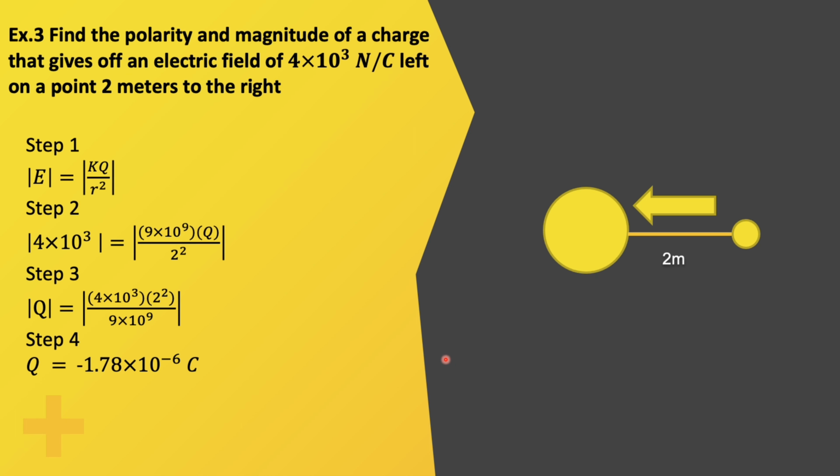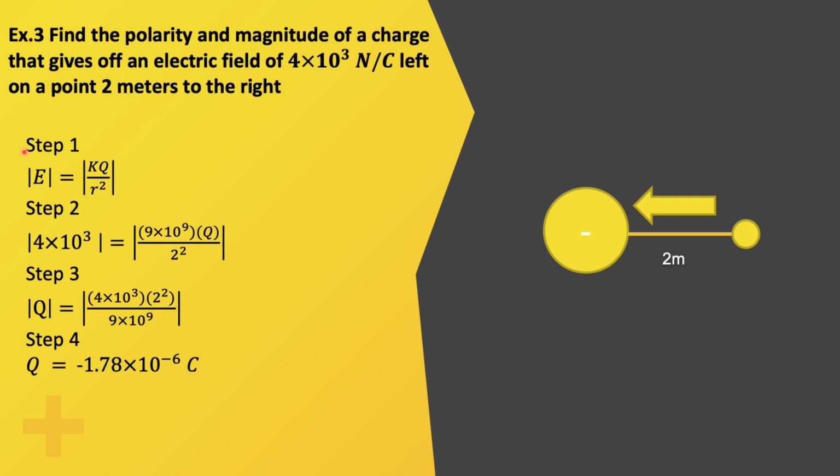Moving on to example number 3, we are going to find the polarity and magnitude of a charge that gives off an electric field of 4 times 10 to the 3 newtons over coulombs left on a point 2 meters to the right. So here is a diagram for this question, and this will help us determine the polarity of the charge. From this diagram, we can see the electric field affecting the point that is 2 meters to the right is left, and for that to happen, the source charge must be negative as it's pulling the point inwards.